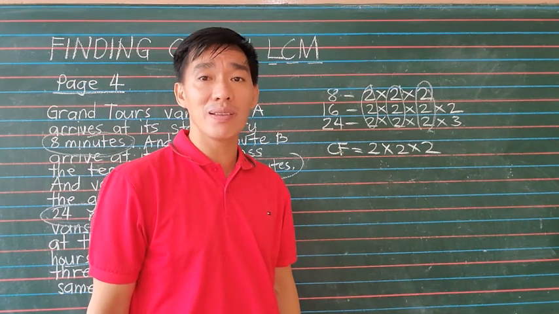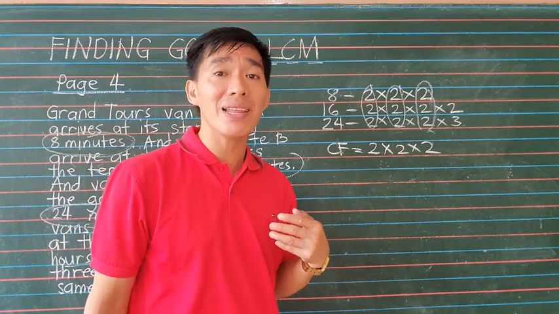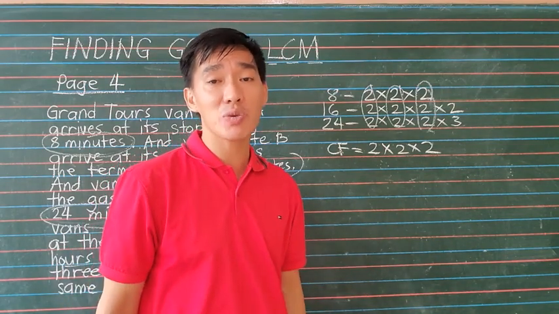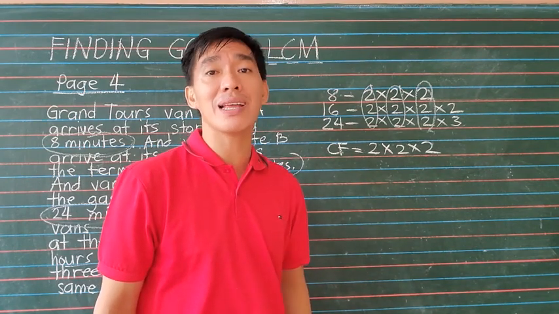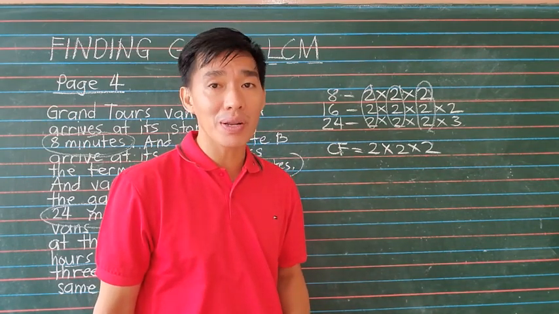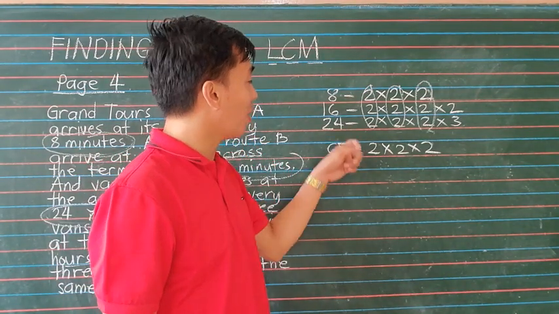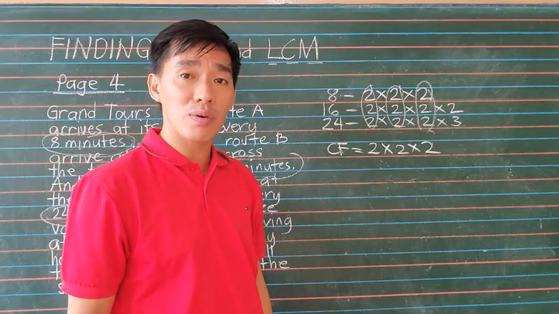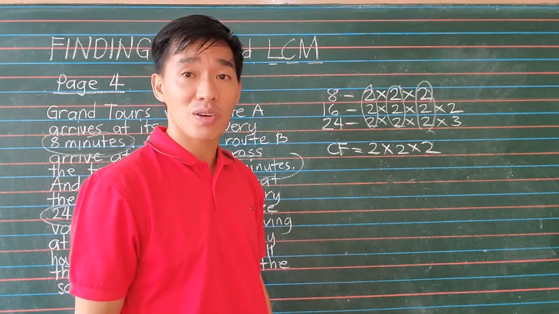So we are not looking for the factor. We are looking for the smallest time where the three will meet together. That means we are looking for the smallest or least, so we are looking for the least common multiple. And to get the least common multiple of 8, 16, and 24, all we have to do is to add the rest of the factors which are not common.